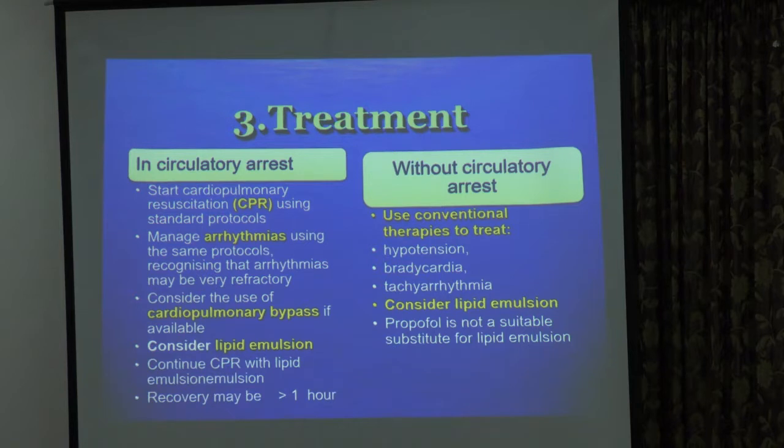Don't add that on. It will worsen your problem. And they talk about this lipid emulsion, which is good. If you have it, you can give it, because the lipid itself can actually mop up the local anesthetic from the vascular system. So if you have it, you can infuse.